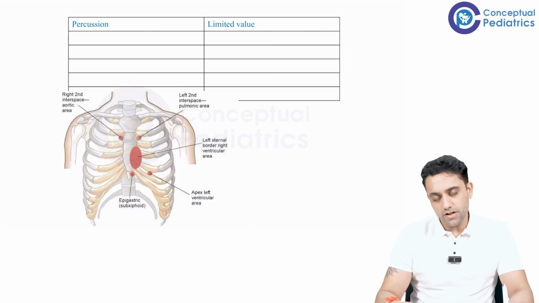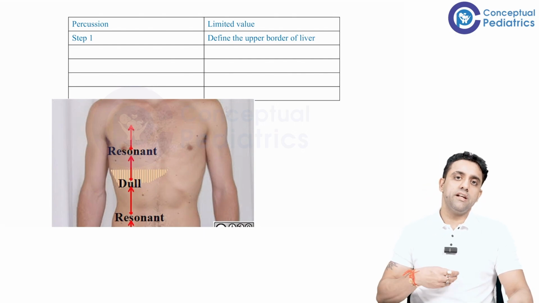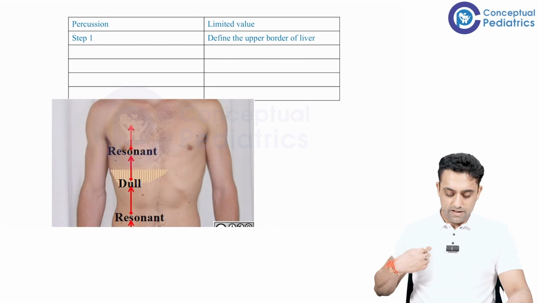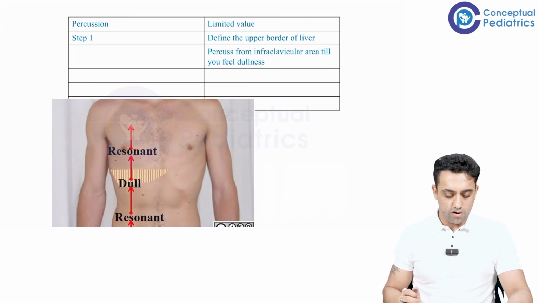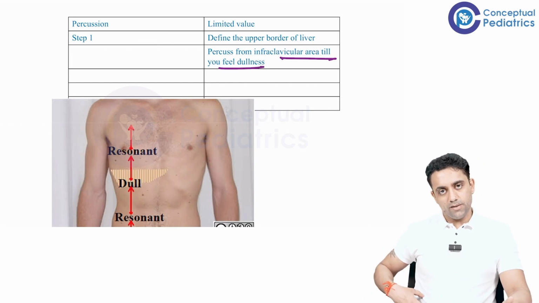Now percussion. In cardiology, we don't do much percussion, it is of limited value. But by percussion you can define the upper border of the liver. Percuss from the infraclavicular area until you feel the dullness. It's like the liver span we calculate in the per abdomen examination.